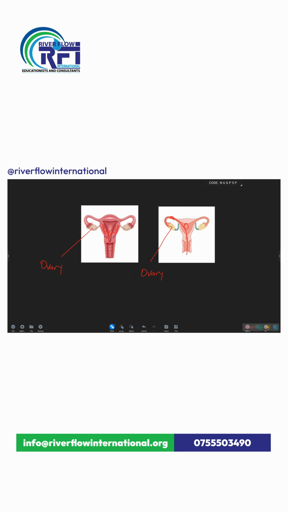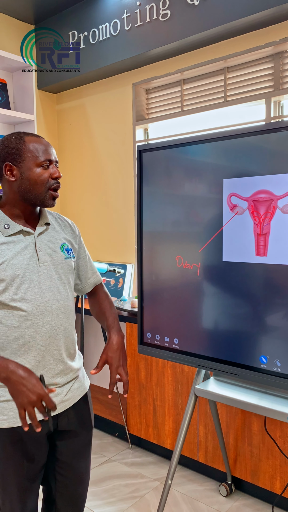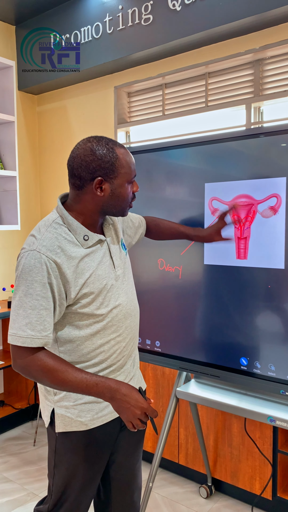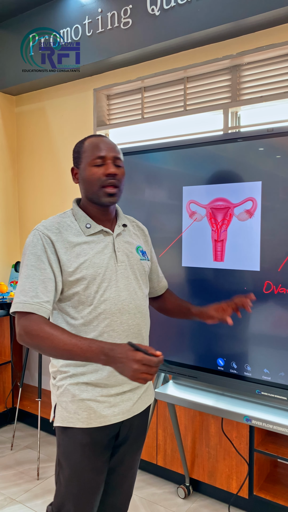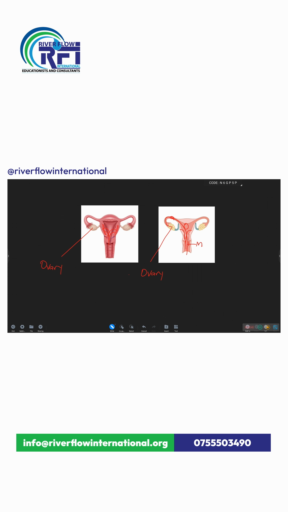They will start shedding off. As you can see, these walls start shedding off. And when they shed off, they come out as blood. And it is this blood that comes out from the vagina that we see as menstruation. And this blood is called menses.